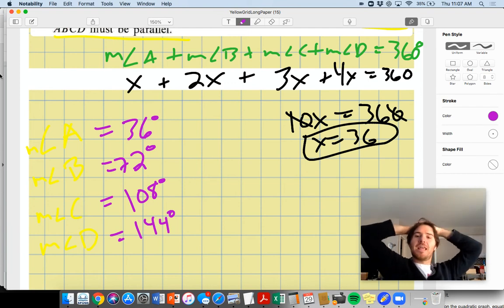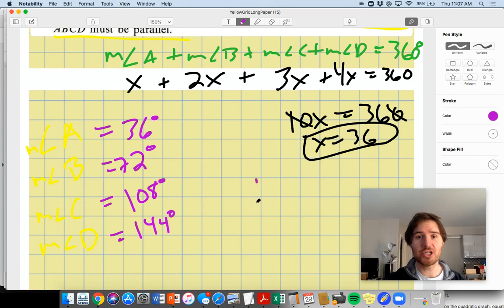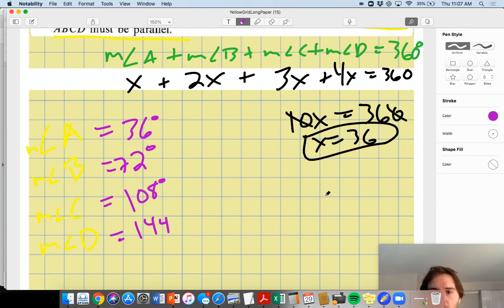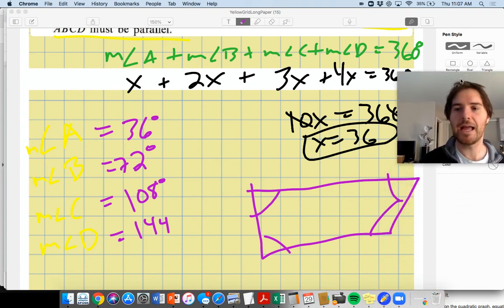How do we prove lines parallel? What are some ways we prove lines parallel? Well, let's just do a generic sketch of the quadrilateral. I'm trying to figure out what we're dealing with here. Well, how we prove that any of these angles are parallel, we can find corresponding angles. Well, these are the four angles right here, right?